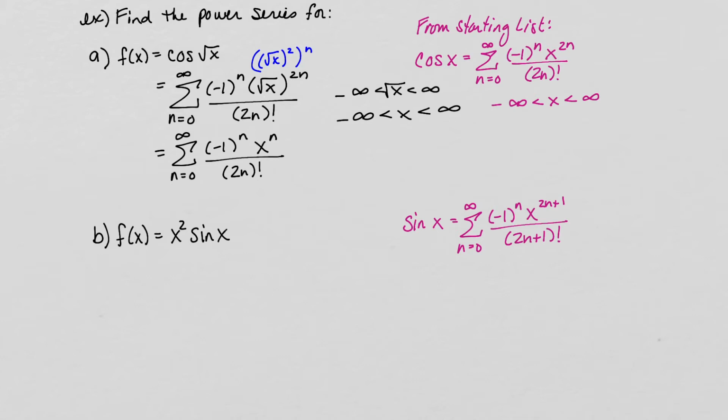So here, I just have a sine x, so I can replace this sine x with what that series is. So this is going to be x squared times the series n equals 0 to infinity of negative 1 to the n, x to the 2n plus 1 over 2n plus 1 factorial.